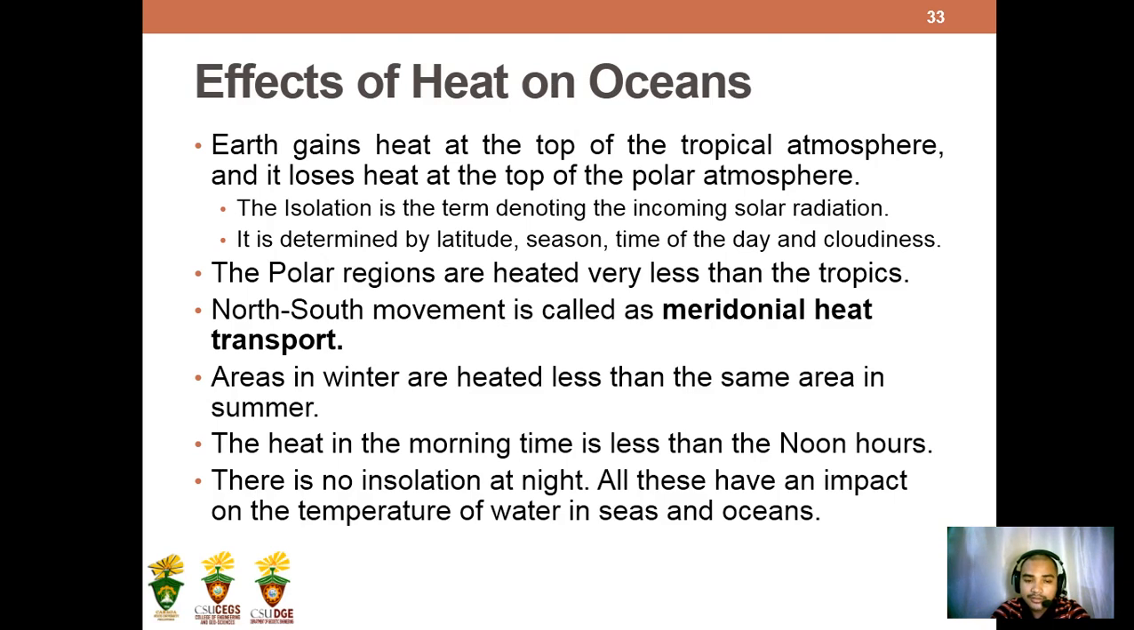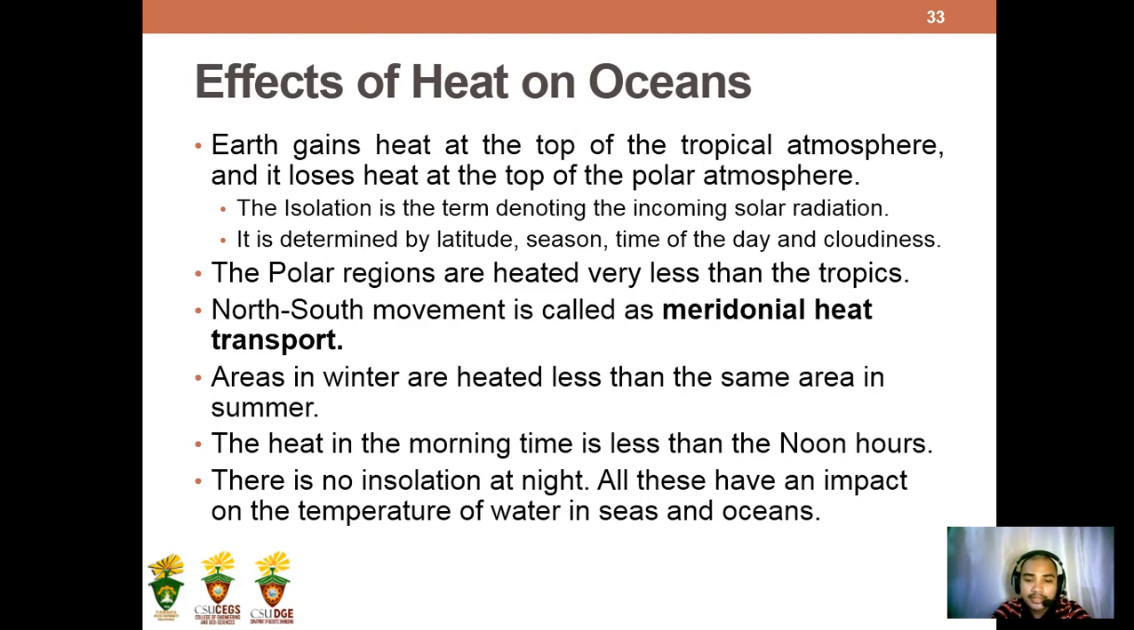It's stated also here that the polar regions are heated very little when compared to tropical countries or the tropics, since in the tropics we experience solar heating. We are more directly under the sun, because we see it every day. And we also have north-south movement, which is called meridional heat transport. The movement of heat from north to south is what we call meridional heat transport.